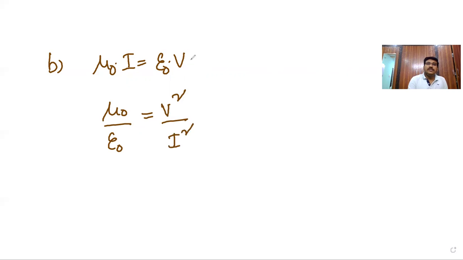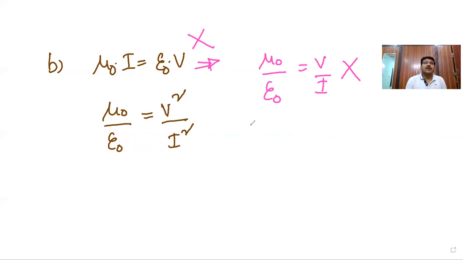But from this equation, what are we getting? Mu naught by epsilon is V by I. So hence it is incorrect. Mu naught by epsilon is V square by I square. Earlier we have checked, but this is leading to only V by I. Hence it is incorrect. So option B is incorrect.